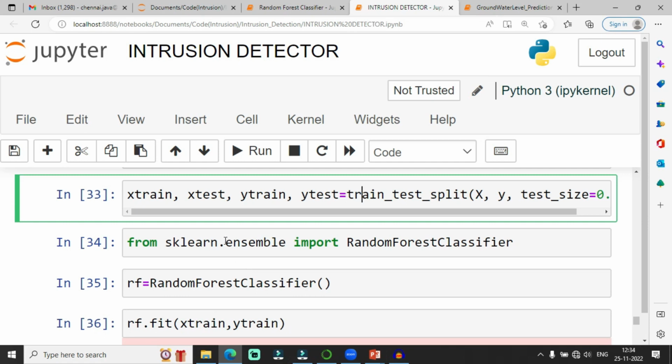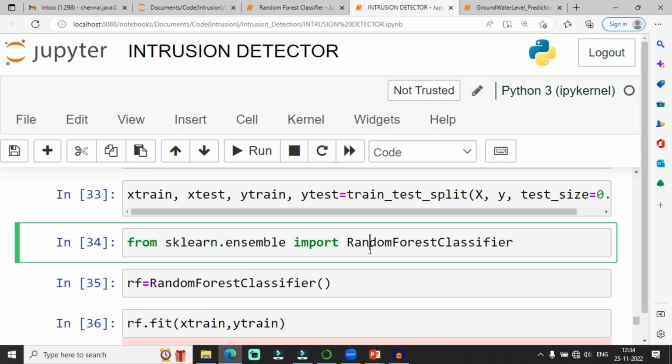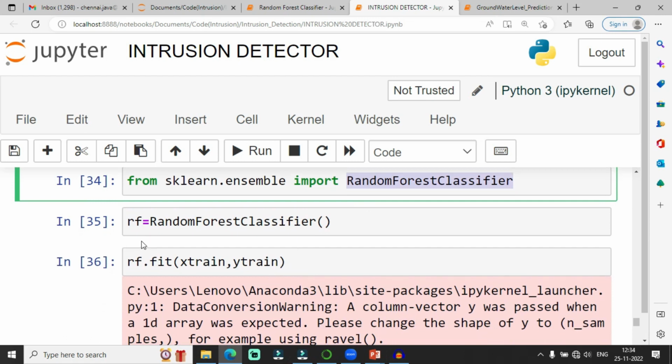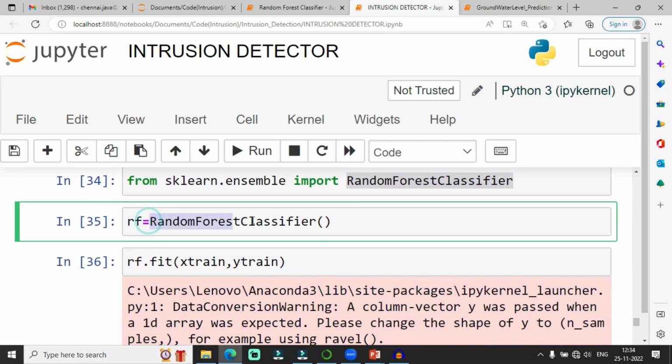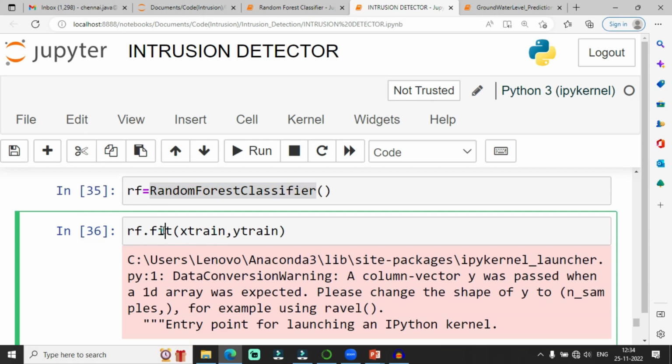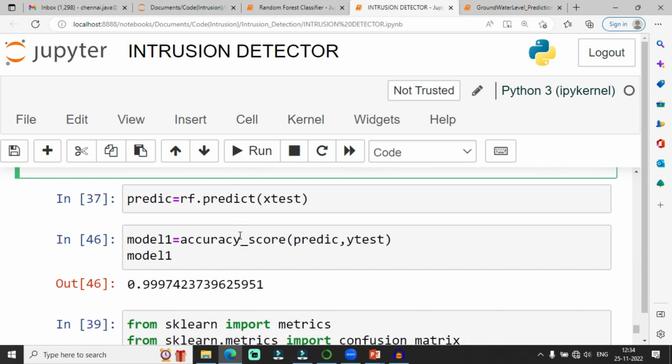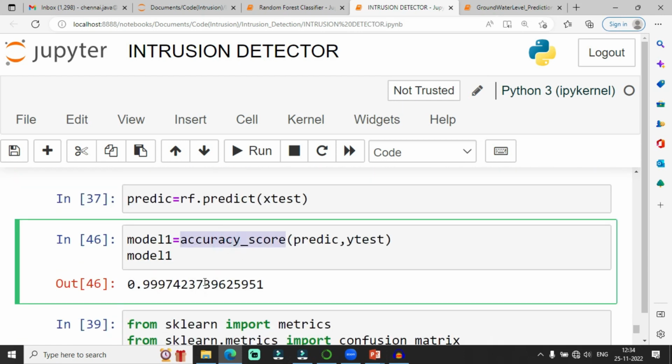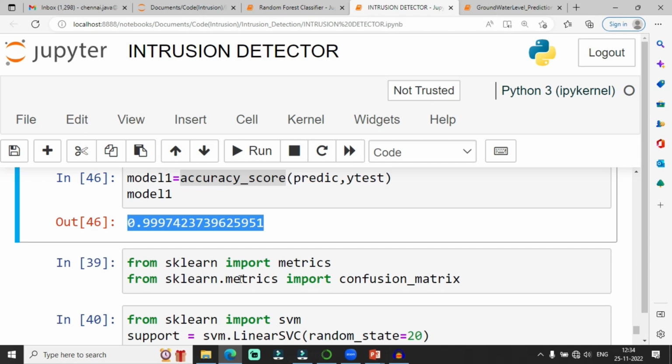And from sklearn.ensemble, I am importing RandomForestClassifier. I am initializing this random forest classifier and training it. The fit function is used for training the machine learning model. X_train and y_train are given as inputs. And finally, I am calculating the accuracy score here. 99.9% accurate.